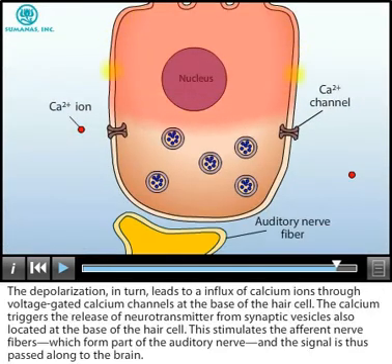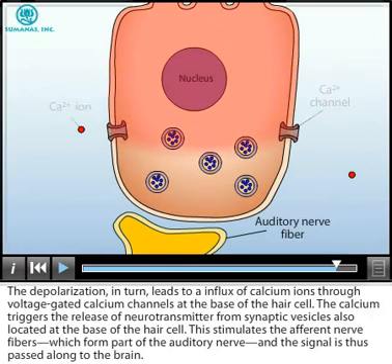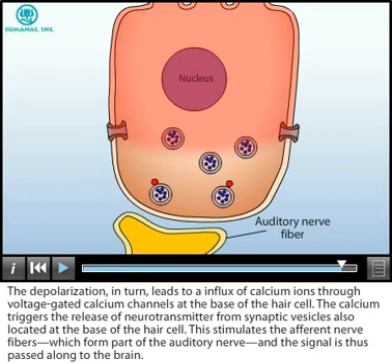The depolarization in turn leads to an influx of calcium ions through voltage-gated calcium channels at the base of the hair cell. The calcium triggers the release of neurotransmitter from synaptic vesicles, also located at the base of the hair cell. This stimulates the afferent nerve fibers, which form part of the auditory nerve, and the signal is thus passed along to the brain.